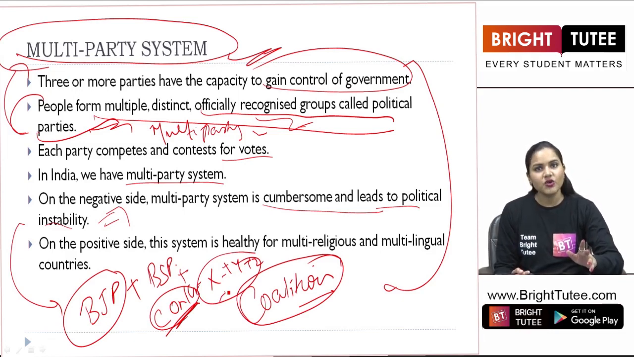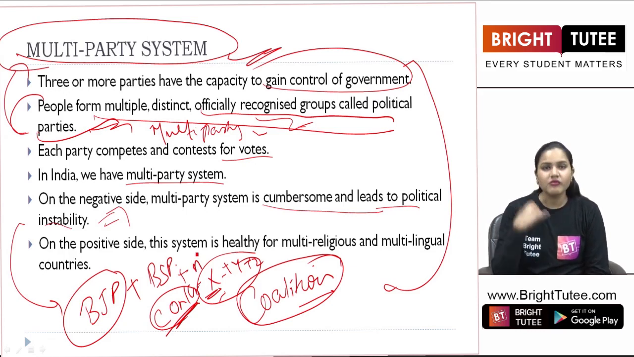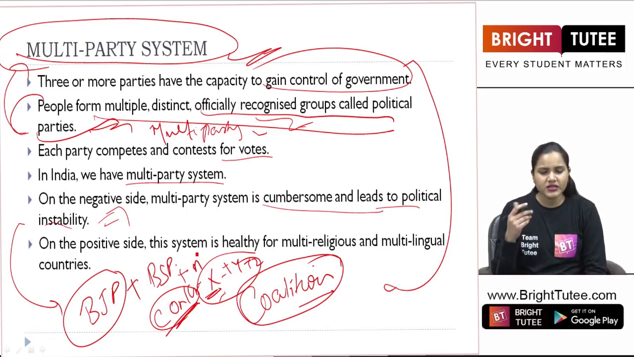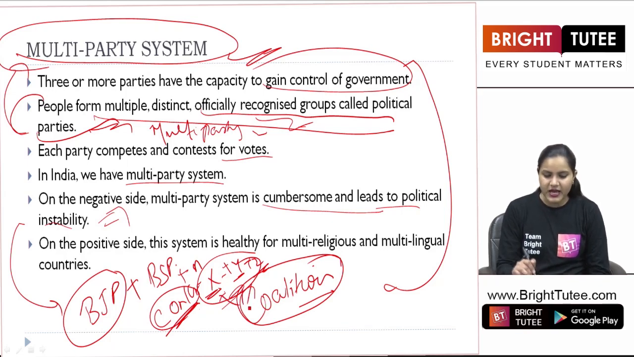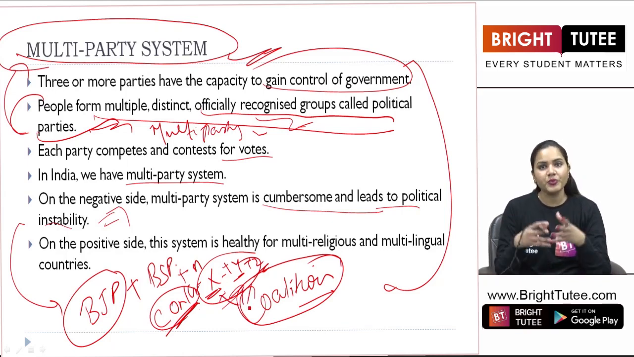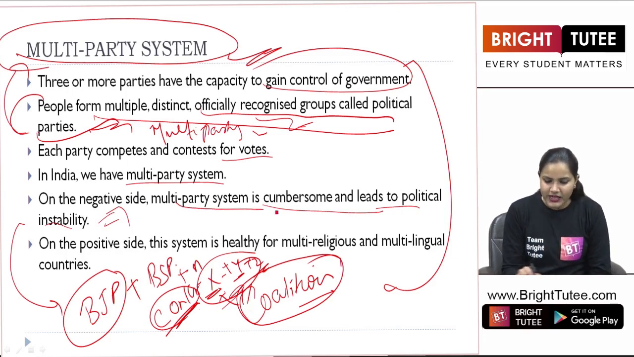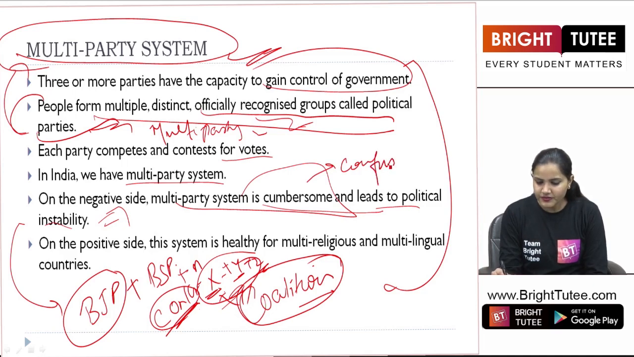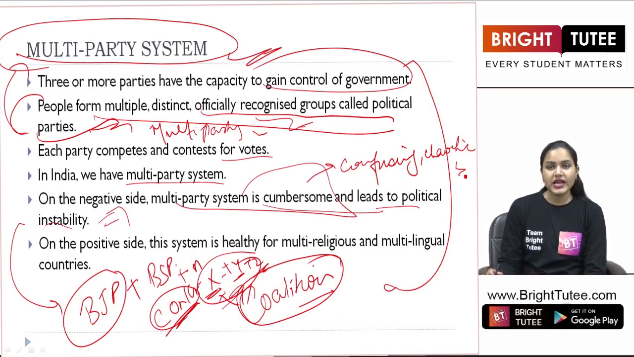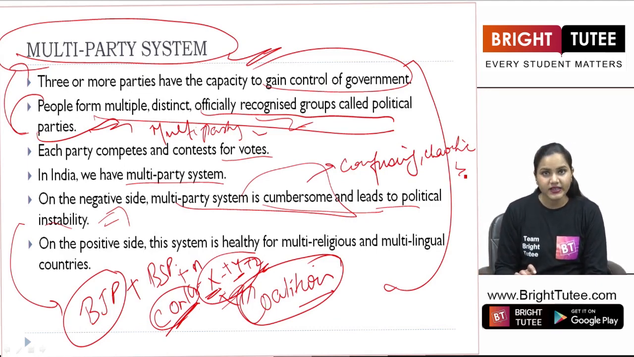We have already learned this concept. Let's say X has based his ideology on something else, Y is different from that ideology, and Z is entirely different from the ideologies of X and Y. So definitely when the policy making process comes along, these political parties might have differences among their opinions. Therefore, the multi-party system becomes cumbersome, quite confusing for people, and also chaotic for them to take major decisions, and it leads to political instability, right?